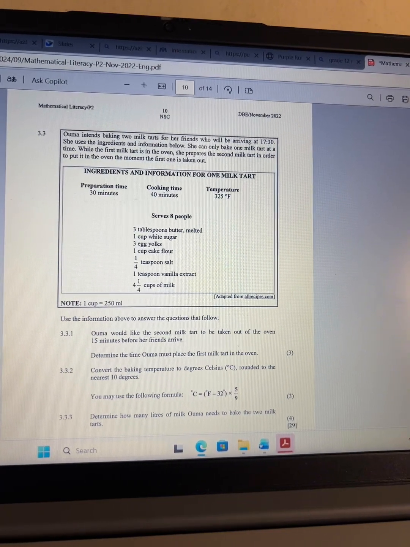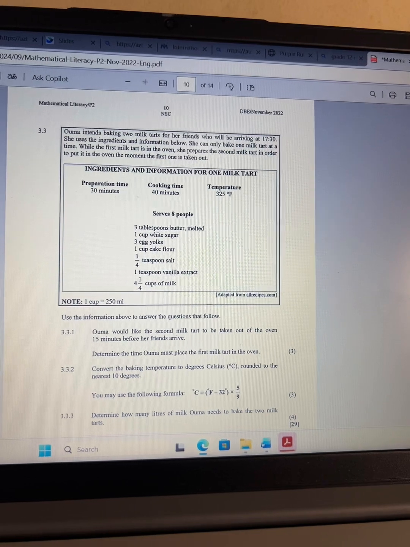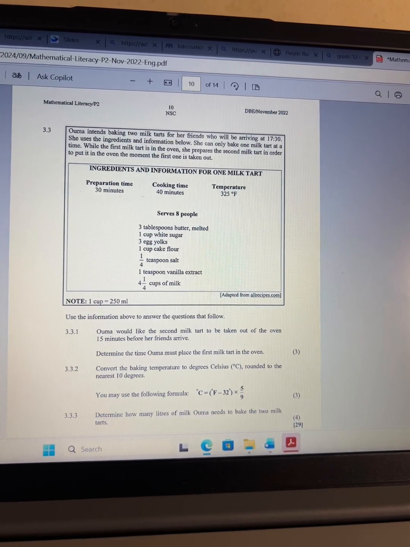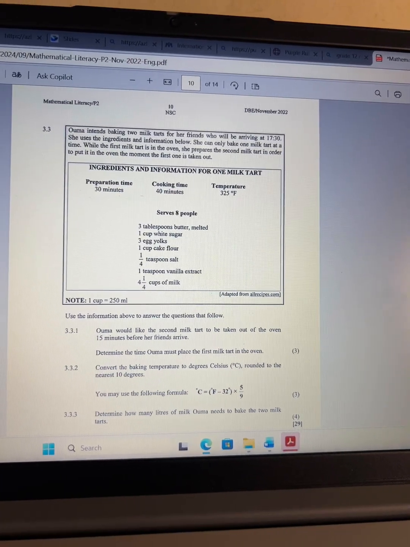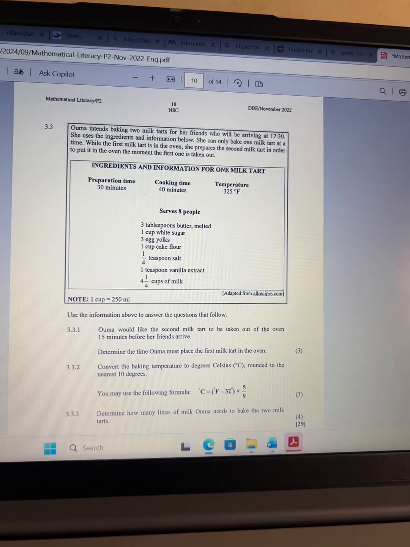Temperature is 325 Fahrenheit. Serves 8 people. 3 teaspoons butter melted. 1 cup white sugar. 3 egg yolks. 1 cup cake flour. 1/4 teaspoon salt. 1 teaspoon vanilla extract.